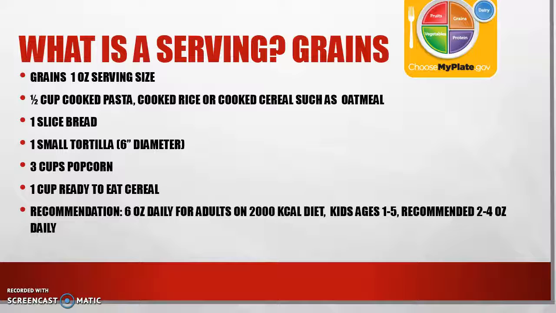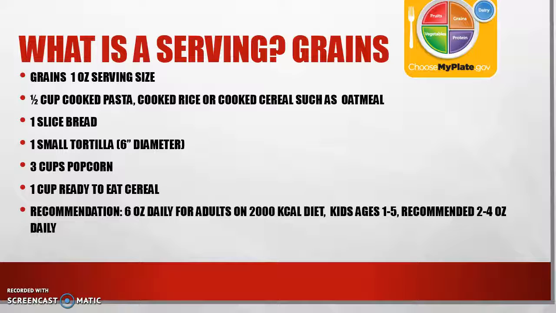First, for grains. Grains are our breads, our pastas, our tortillas, and our cereals, and a serving of grain is 1 ounce. For the average adult on a 2,000 calorie diet, we would be allowed 6 servings a day, or 6 ounces of grains, and kids age 1 to 5, 2 to 4 ounces per day.